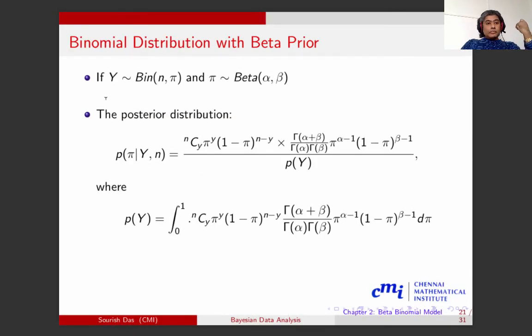And if I have this beta, now what happens if y follows binomial n, pi, and my pi follows a beta distribution with some alpha and beta.